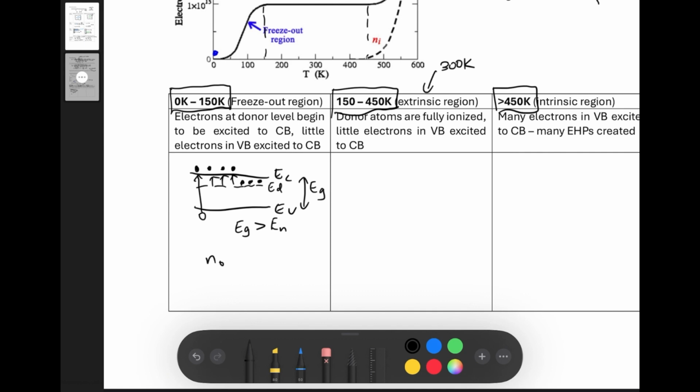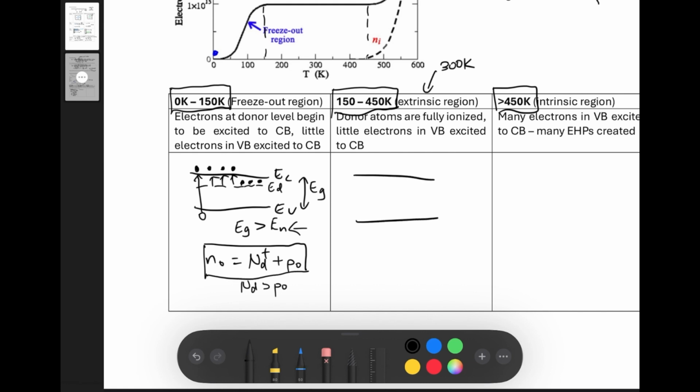So it will be something like this: N0 equals ND plus P0. That's why ND is larger than P0, because of this. So this is the equation for the freeze-out region, and now we'll look at the extrinsic region.